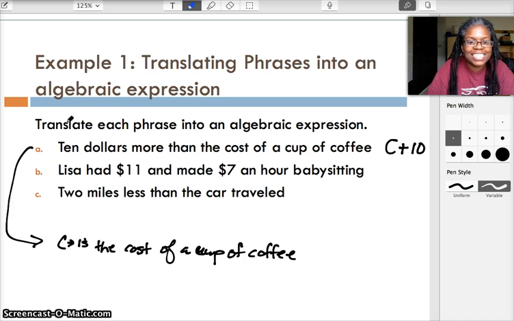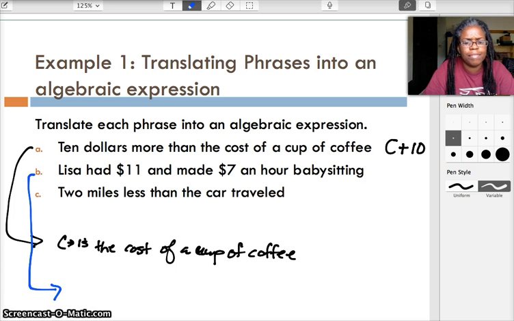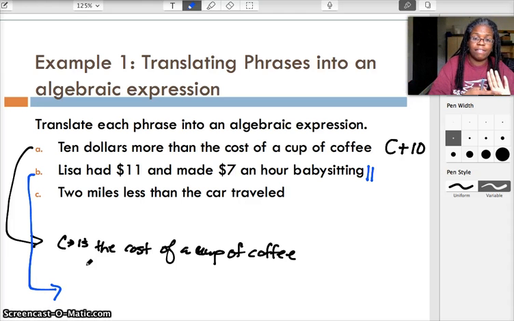All right, so let's take a look at this next one. Lisa had $11 and made $7 an hour babysitting. Well, that seems easy. 11 plus 7, right? Not quite. If she had $11, I think that's cool to say that she had 11. So that's going to be part of our expression, definitely. But she made $7 an hour babysitting. What is the thing we don't know here? The thing we don't know is how many hours she spent babysitting, and that's my variable. So if she spent 1 hour babysitting, then she made $7. If she spent 2 hours, well, no, she made $7 on top of the 11. If she spent 2 hours babysitting, that would be $14 for babysitting added to the 11, and that's $25.